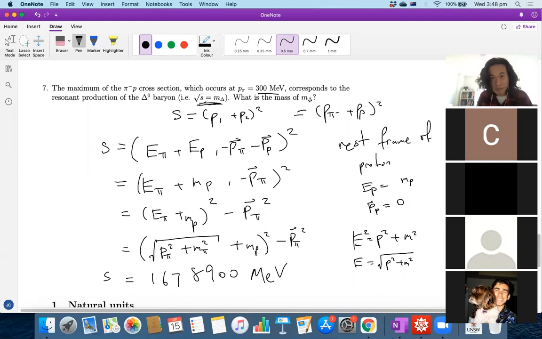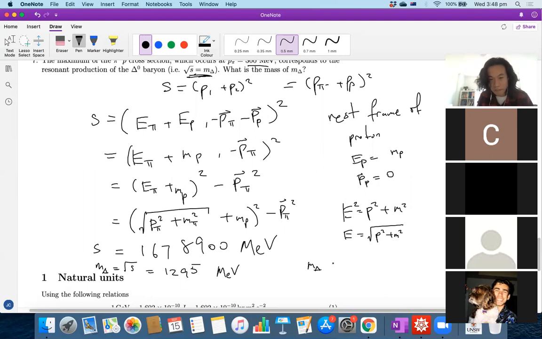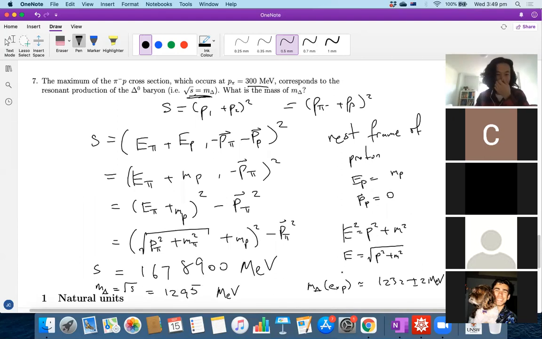Since the mass of the delta baryon is the square root of S, we take the square root of that. So M delta is equal to root S, which is equal to 1295 MeV. And if you look up the actual mass of the delta experimentally, it's about 1232 plus or minus 2 MeV. This is a pretty good approximation. I probably rounded off a couple of significant figures in the mass of the proton. I assumed it was 1 GeV or something. But the answer still gets you pretty much close enough.